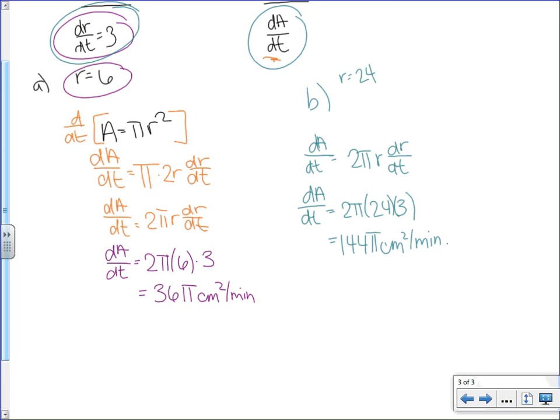Okay, so I wrote what I knew, I wrote what I wanted, I did my implicit differentiation, and then I just plugged stuff in.